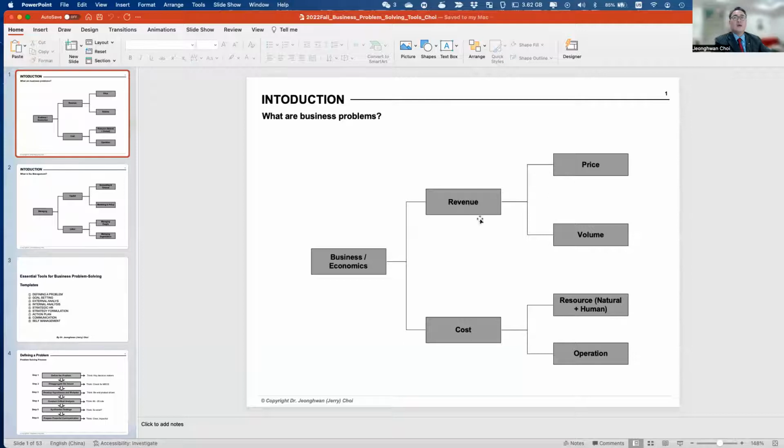Okay. We want to increase revenue. We want to decrease cost. That's it. But how about that? That's easy? No, that's not easy. That is our problem. Okay, that is our problem. I want to increase revenue, but that's not easy. I want to decrease cost, but that's not easy.